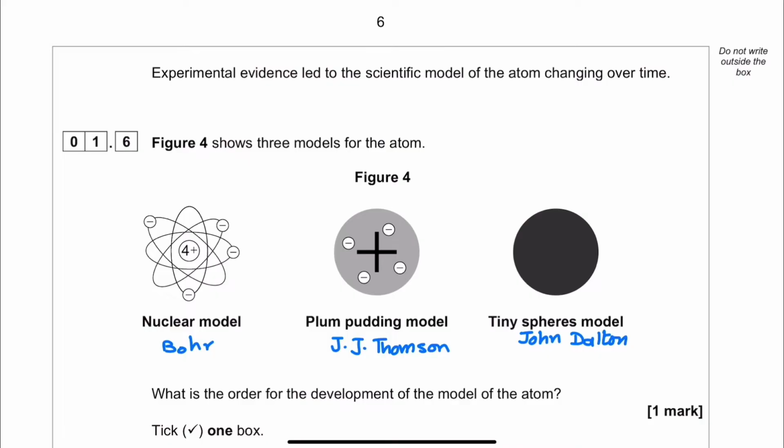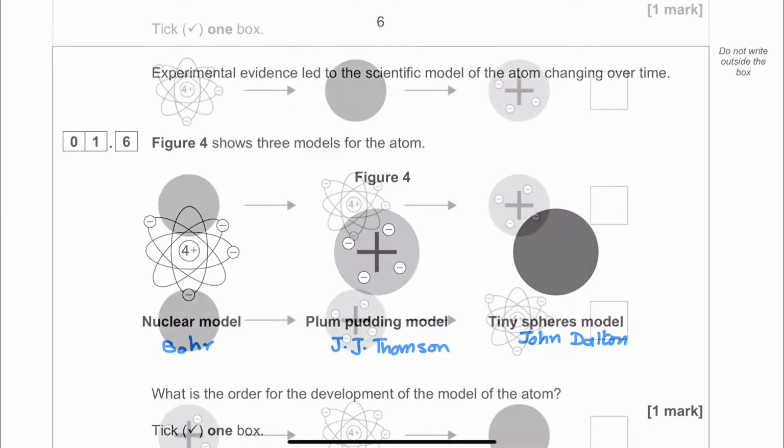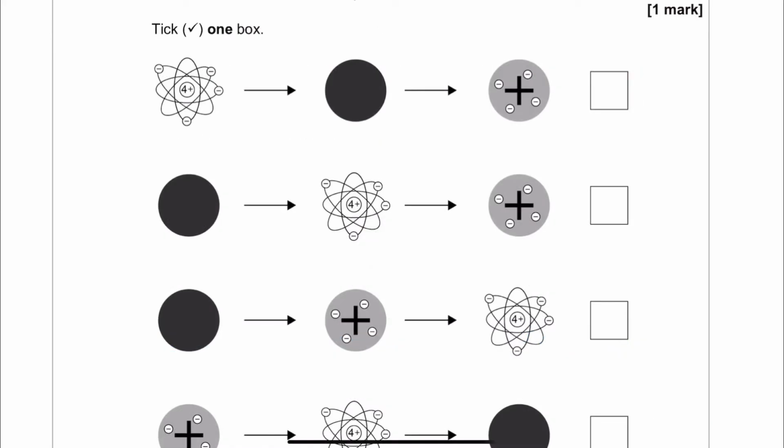What is the order of the development of the model of the atom? So we have to see who gave the idea first about the model of an atom. John Dalton gave the idea first, but later on J.J. Thomson gave the idea of the plum pudding model, and later on Niels Bohr gave the idea of the nuclear model. So the correct answer is number C.